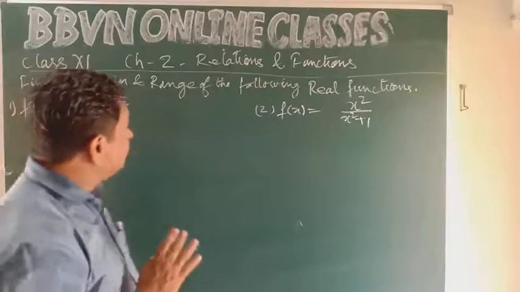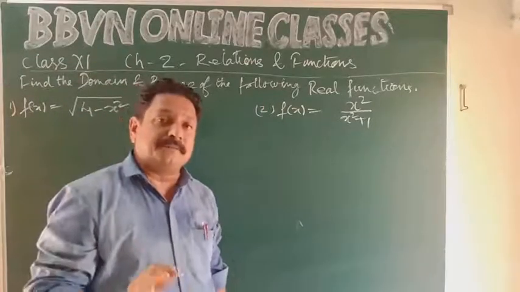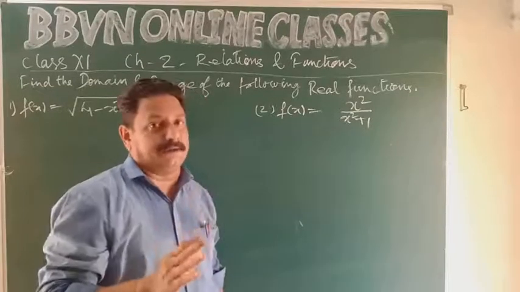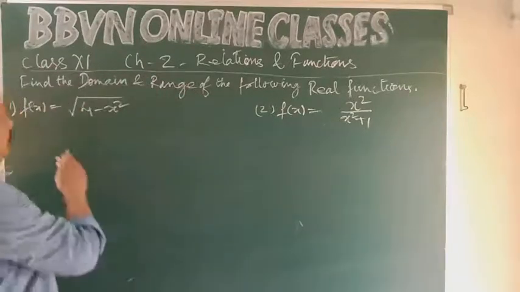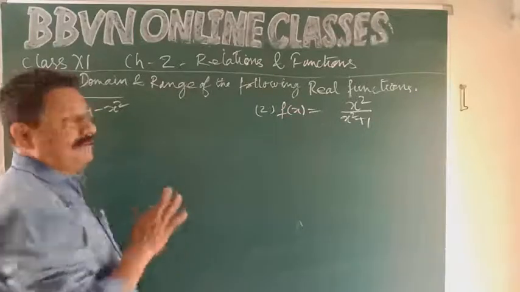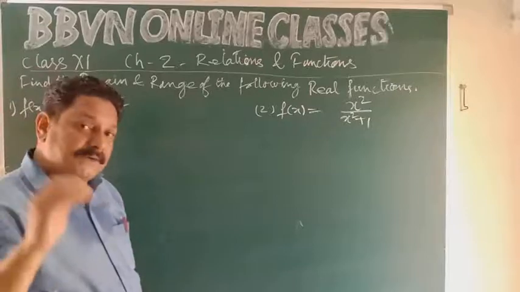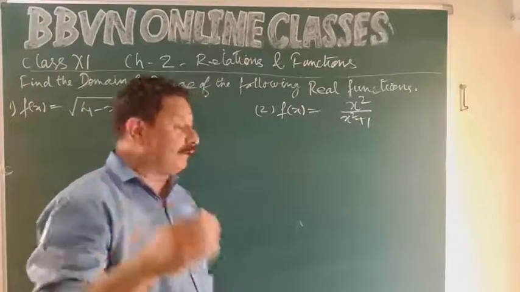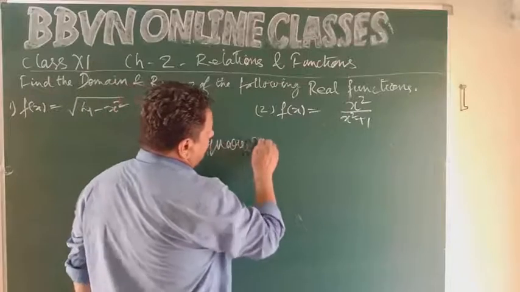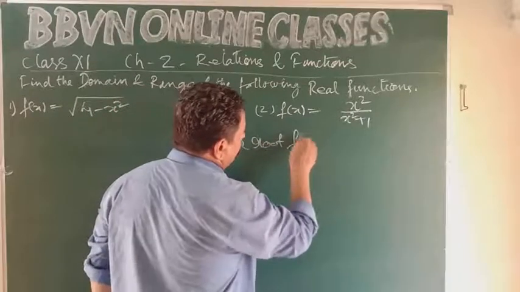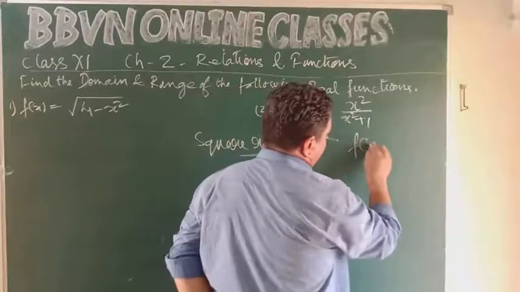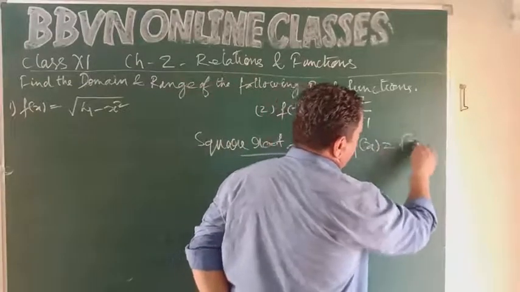So please pay attention, domain also has to be a part of R and range will also be a part of R. First one, f of x equal to under root 4 minus x square. Before we go to this function, let us first understand what a square root function is. Square root function, if I have to simply write it, it will be f of x equal to under root x.